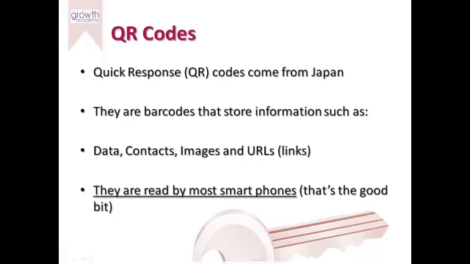That is usually a URL, a link, a www.mywebsite.com/information page. So they're usually those URLs, those website links, but they can be anything. They can store a whole encyclopedia of data. They can store contact information. They can store pictures and images.